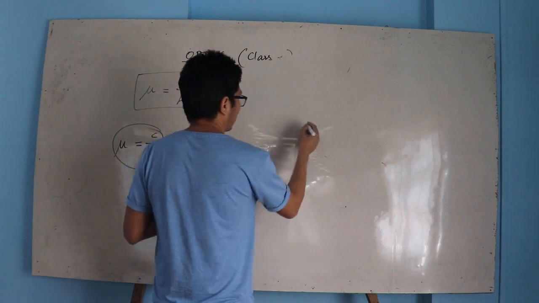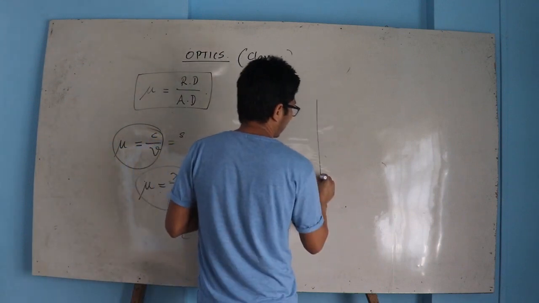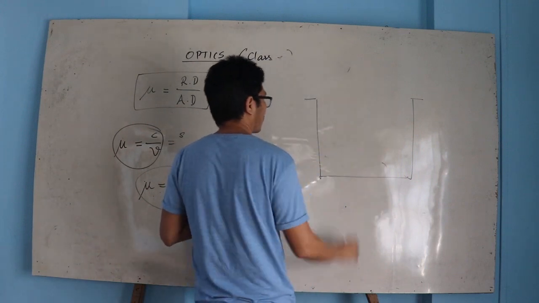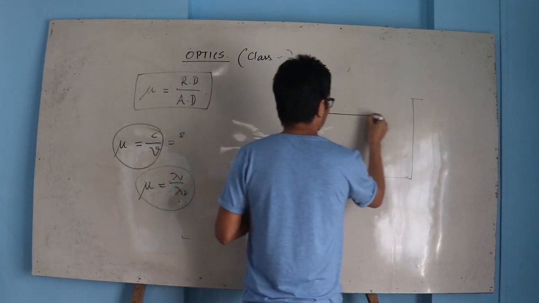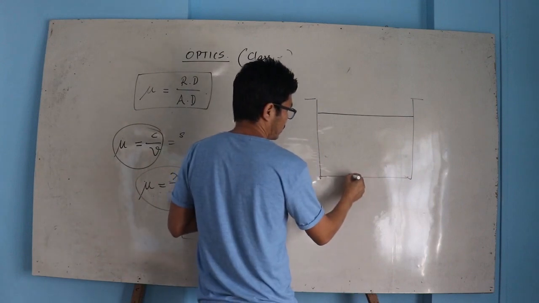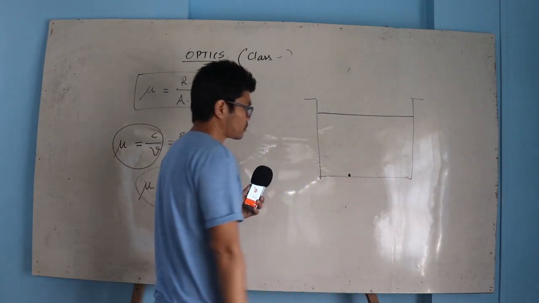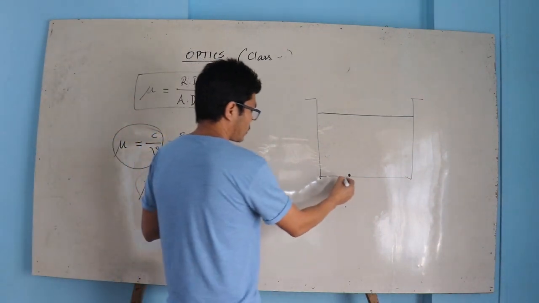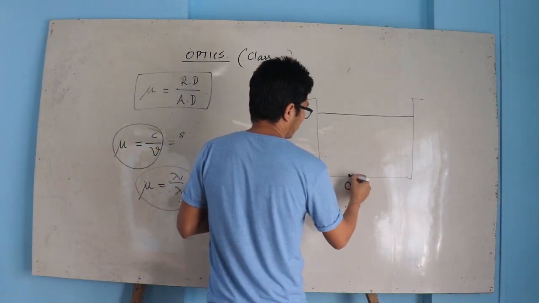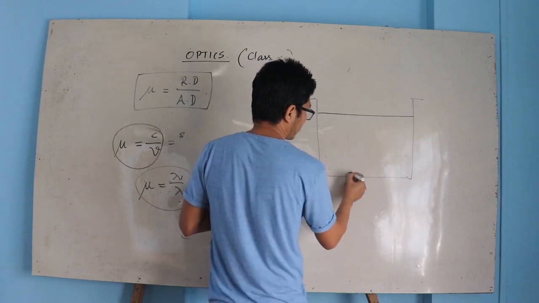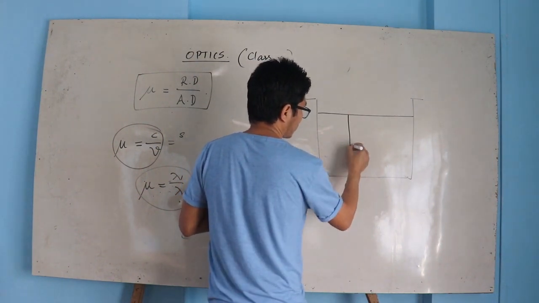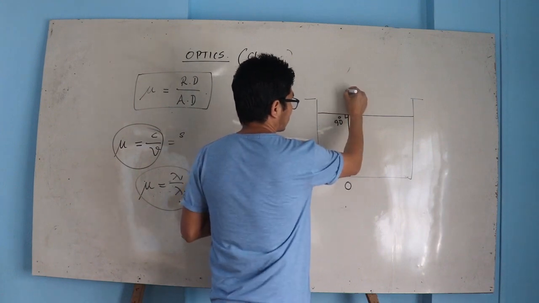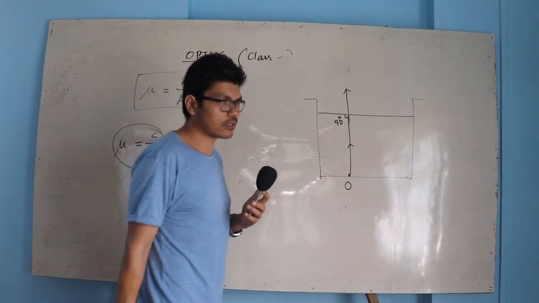What is this? I'll be explaining here. You just take a container here. The container has some water, let us say. This be the water surface. And here is the object. If you take the ray of light coming from the object, which is falling on the surface at 90 degrees, then what happens? Nothing happens. It just goes straight. No refraction, no turning away.